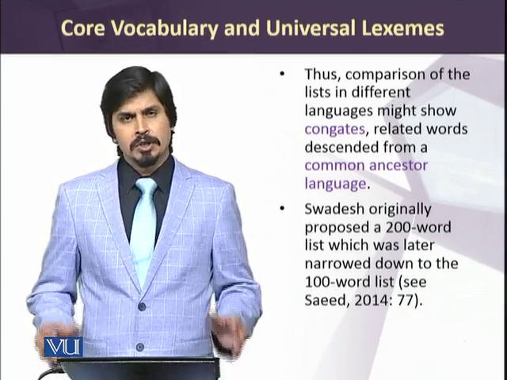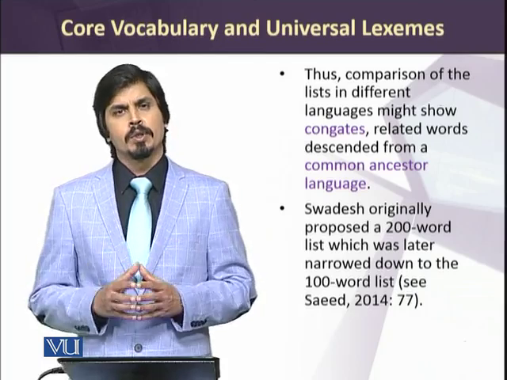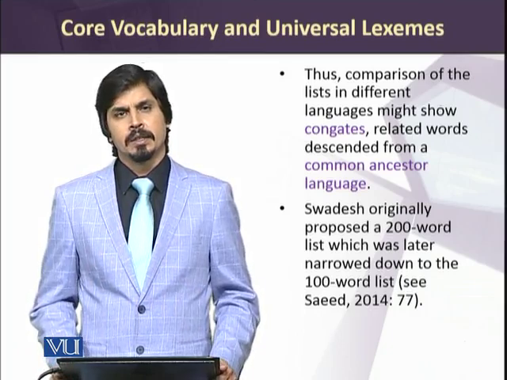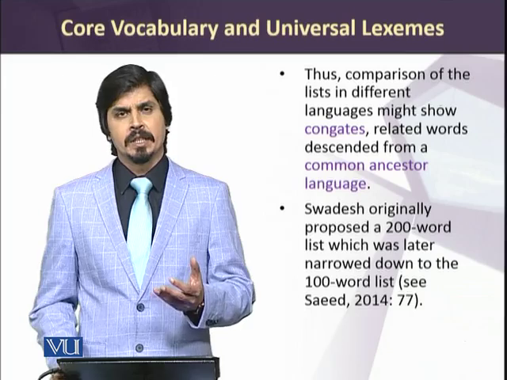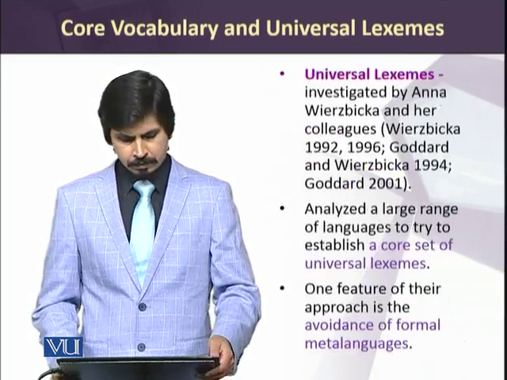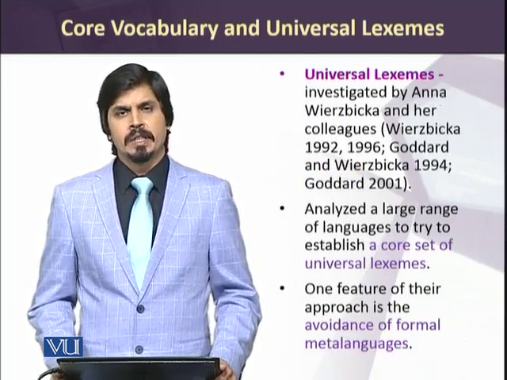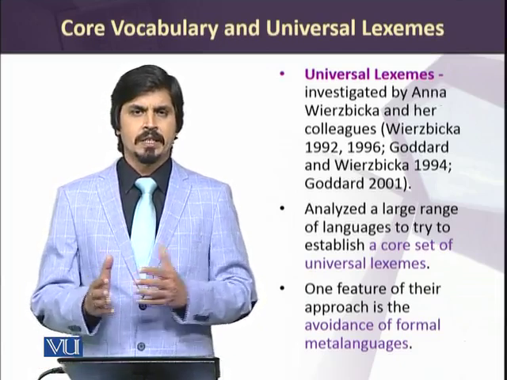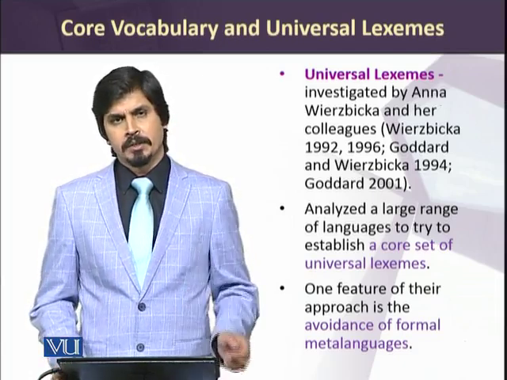Swadesh originally proposed a list of 200 common core vocabulary words, which was later on narrowed down to 100 words, and you can find its details in John Lyons' book. Moving forward to the idea of universal lexemes, which is very close to the idea of core vocabulary, but it is slightly different, and I'll explain this to you in the coming few minutes.